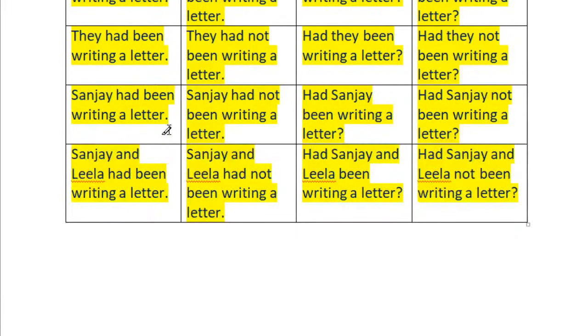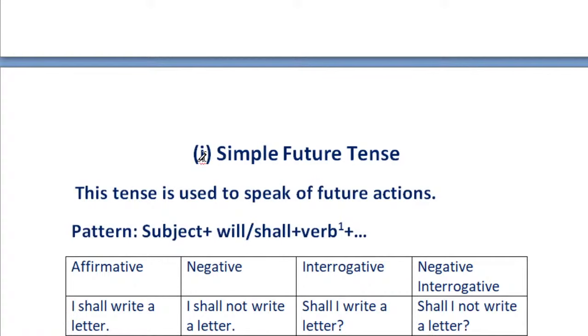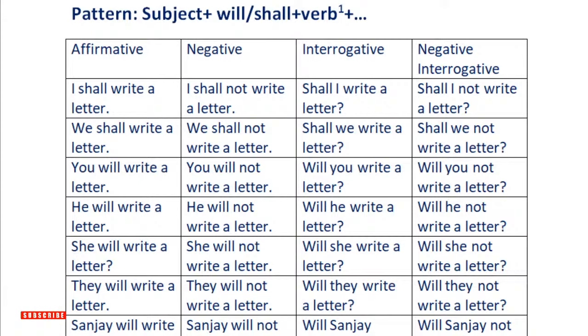Now we are going to read future tense. So in future tense, first of all we have simple future tense. Simple future tense is used to speak of future actions. Future actions means these actions have not yet taken place.